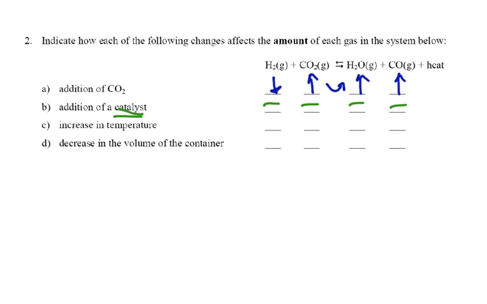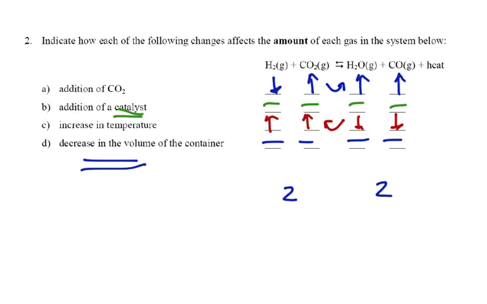Increase in temperature. Too much heat, so we're going to shift away from the heat. Now everything follows the scoopy arrow, so the front side of the scoopy arrow is up, back side of the scoopy arrow is down. And decrease in the volume of the container, so on the left side of the reaction there are 2 moles of gas, and on the right side of the reaction there are also 2 moles of gas. So there is no way to shift to reduce the stress, so in this case there's no change all the way across.